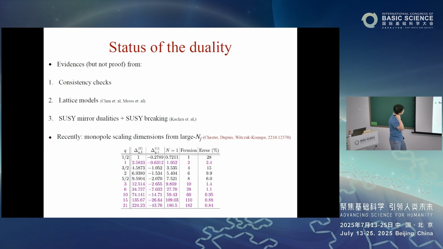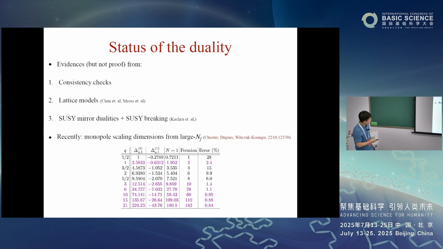Okay, so those are all consistency checks. Some of them pretty non-trivial, but none of this serves as a proof of the duality. There are a few more consistency checks you can do, which have been done by various people over the years. As I said, there is no Monte Carlo data on the abelian-Higgs theory because of the sign problem. There is one recent development which I want to mention, done by Shai Chester and Will Witczak-Krempa and his student Dupuis.